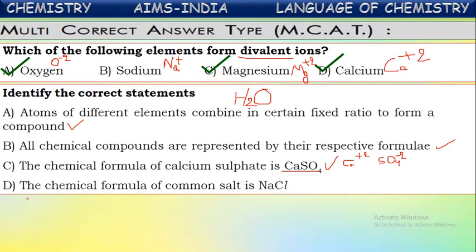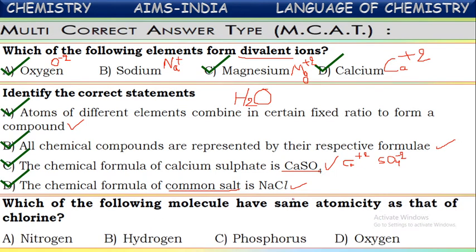For the last statement, the chemical formula of common salt. Yes, common salt is one of the trivial names or common names of the chemical compound sodium chloride. Its chemical formula is NaCl. It is also correct. So all four statements are correct here. Okay, next question. Which of the following molecules has the same atomicity as that of chlorine?